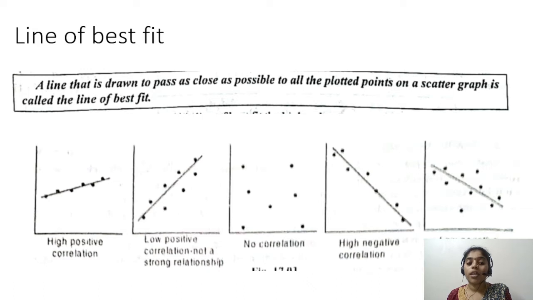Here we have drawn a line. This line is passing through all the points. It is trying to pass through all the points. If it passes through all the points, then it is a high positive correlation. If it does not pass through all the points, then it is a low positive correlation. If we can't draw any line between these points, then it is no correlation. And next one is high negative correlation, which means here it is running from the right side to the left side.